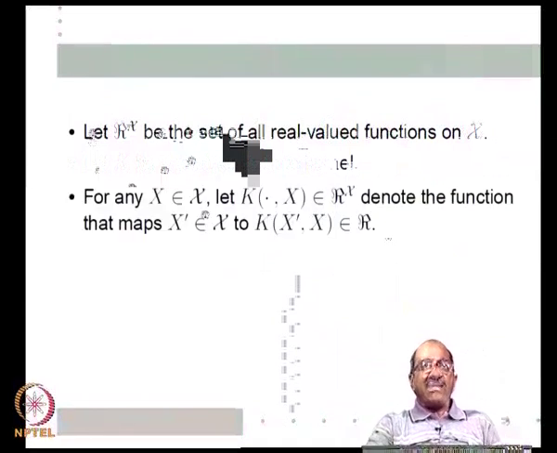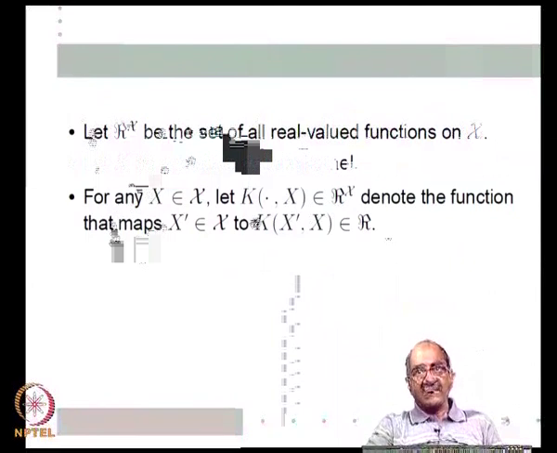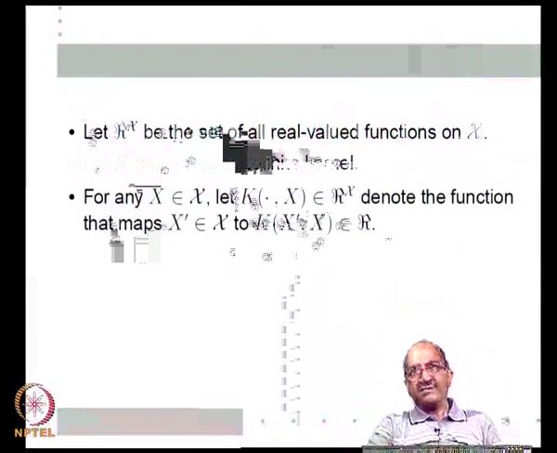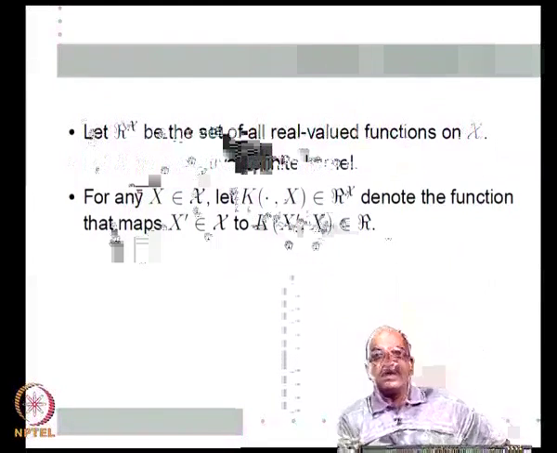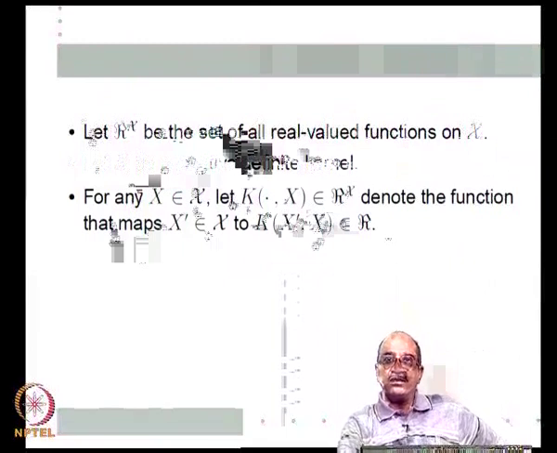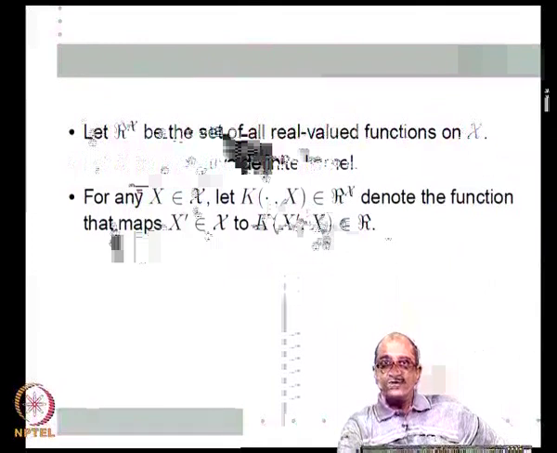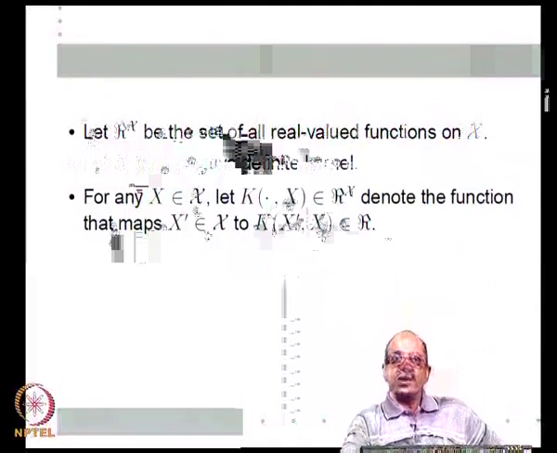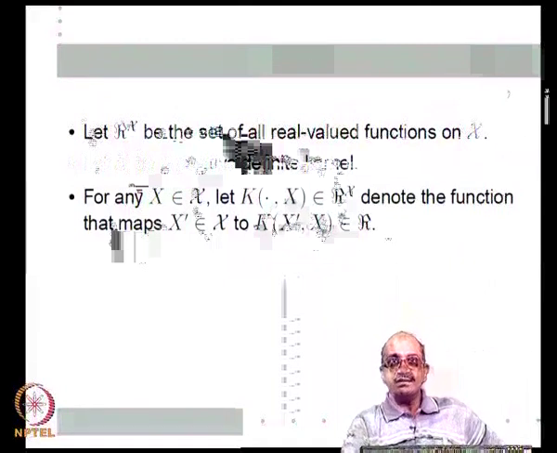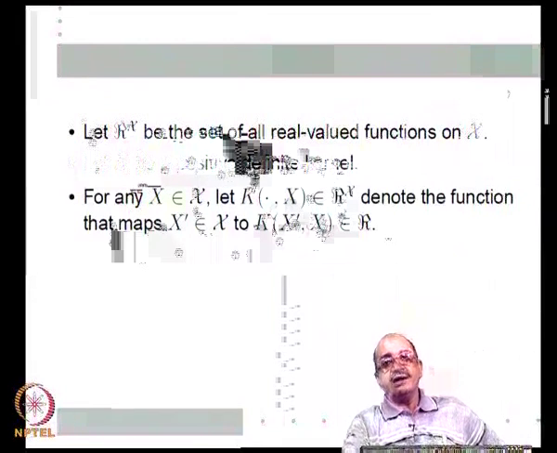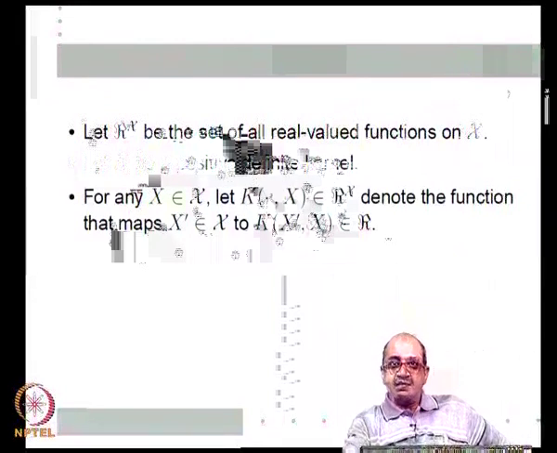So, given any element x in my script X, any feature vector x, let us represent by K(., x). This is the general representation for functions. The dot is where the function's argument is. So, essentially this is a function, because you put anything in place of this dot, you get a real number, and the things that you can put in place of this dot are elements of script X. So, K(., x) is nothing but a function that maps script X to real numbers. So, this belongs to R superscript X. So, K(., x) is some real valued function.